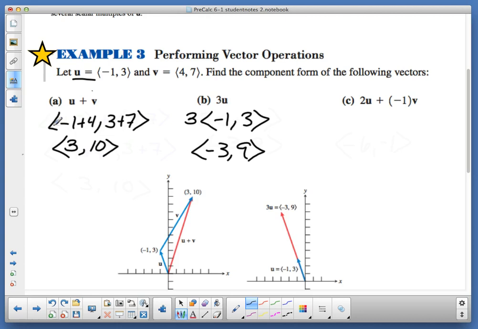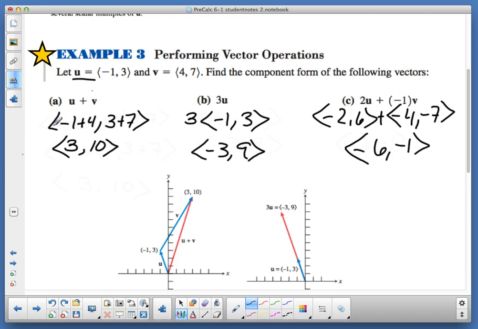In C, it's a combo. So I'm going to take 2 and multiply, and I set it up so you can see what I'm going to add. So I'm going to go 2 times negative 1, 3, which is negative 2, 6. Negative 1 times v is negative 4, negative 7. And then I'm going to have that sum happen when I'm done. So I've got negative 6 and negative 1.